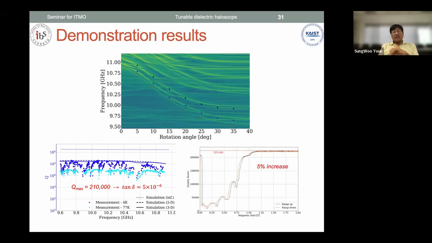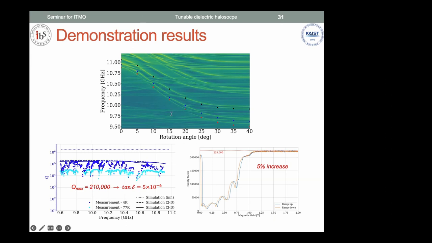Another interesting thing was observed. We applied a magnetic field at 4 Kelvin, and this is the quality factor. There's some weird structure, and then going back up, the last value remained a little bit higher than this value. There's a 5% increase, and this can be understood by applying the magnetic field at very low temperature, so your spins are aligned well enough. That's why your loss tangent goes down. This was observed by other quark experiments too. Okay, so if you're interested, you will do that too.